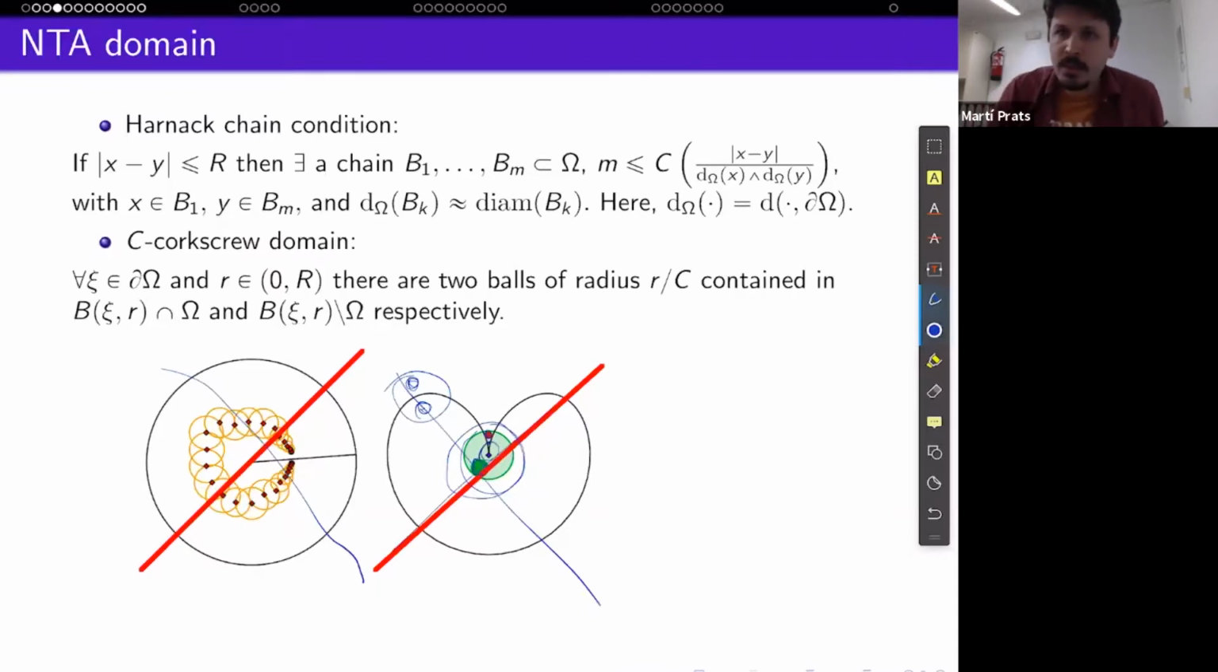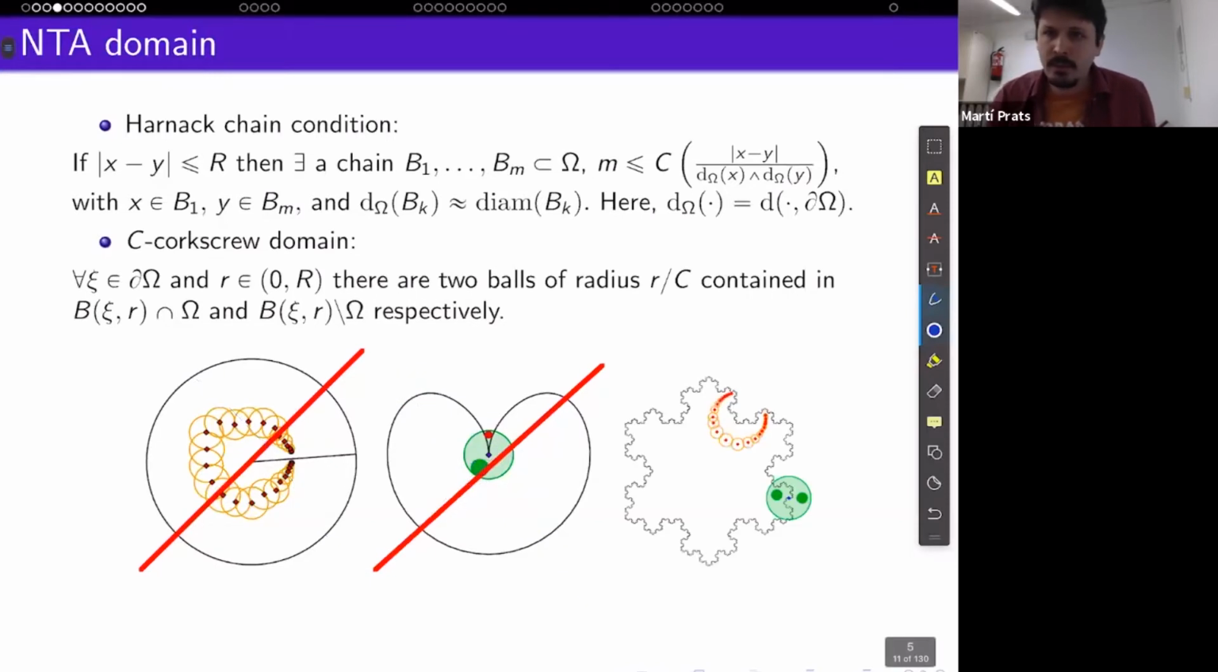And what is then an NTA domain? Well, one example is the von Koch snowflake. Here you can find these paths, and you can find both interior and exterior corkscrew balls. Okay, for every one that you take.